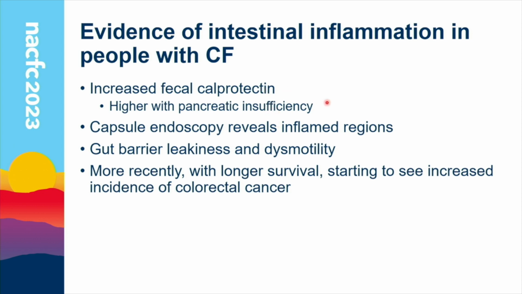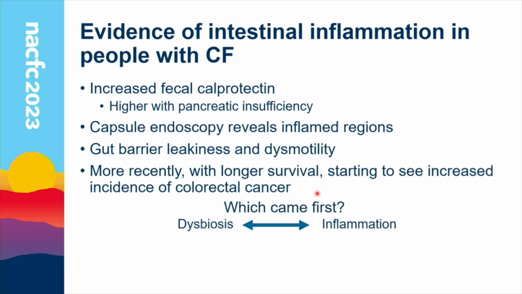Other evidence of intestinal inflammation in people with CF includes increased fecal calprotectin, although that's also higher with pancreatic insufficiency, so perhaps malabsorption. Capsule endoscopy has revealed inflamed regions in the intestines. Maybe 30 years ago, differential sugar absorption tests showed gut barrier leakiness, and of course, dysmotility. And more recently, with longer survival, there's an increased incidence of colorectal cancer that could be due to inflammation, although the mechanism is unknown at this time.